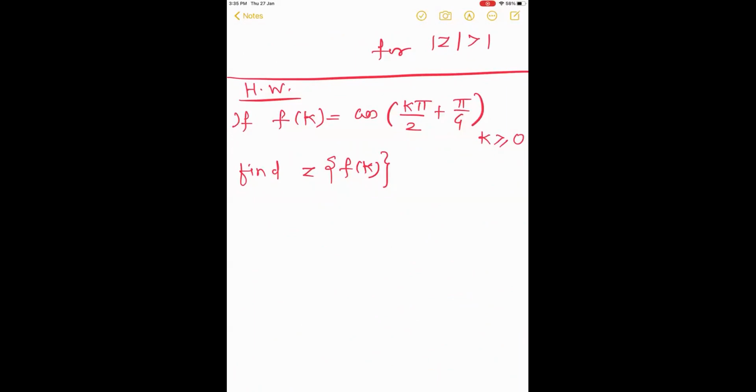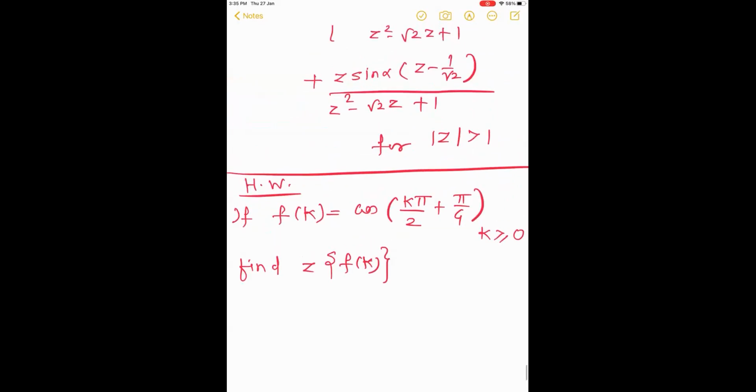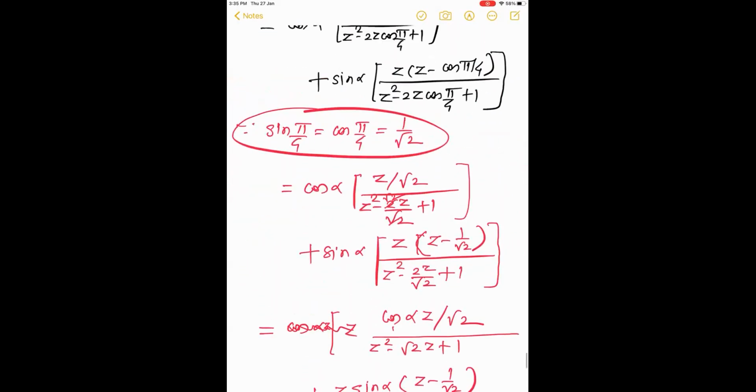Alpha here is cos of k pi by 2. So alpha is pi by 2. Okay. So first of all, you have to expand the term and then simplify, the cos of a plus b expansion. Already we have done that, and we are using cos alpha k.